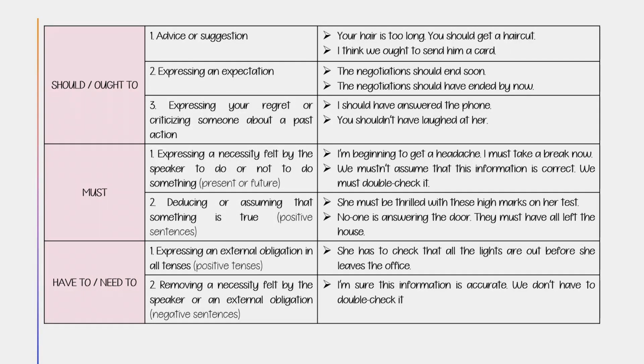The modal verb must expresses a necessity felt by the speaker to do or not to do something, mainly in present or future tense. I am beginning to get a headache. I must take a break now. We mustn't assume that this information is correct. We must double check it.